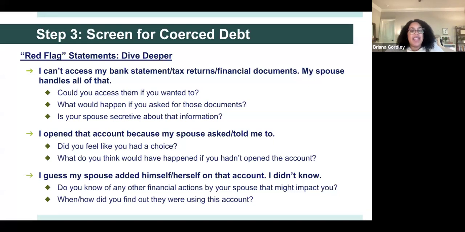And then finally, "I guess my spouse added themselves onto that account. I didn't know." Now, this is more of a red flag, definitely more concerning, because in this statement, the survivor clearly says they didn't know, which does lead to the fraudulent piece, but you still want to ask these follow-up questions. Well, do you know of any other financial actions by your spouse that might impact you? Or when and how did you find out that they were using this account?